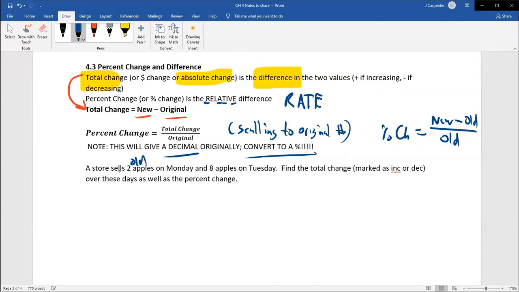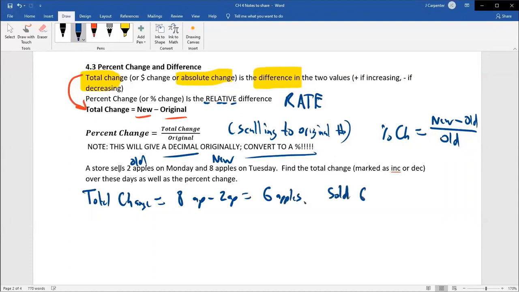This would be the old. The 8 apples on Tuesday would be the new. So your total change is the new minus the old. 8 apples minus 2 apples, which would be 6 apples. So that means we sold 6 more apples on Tuesday.